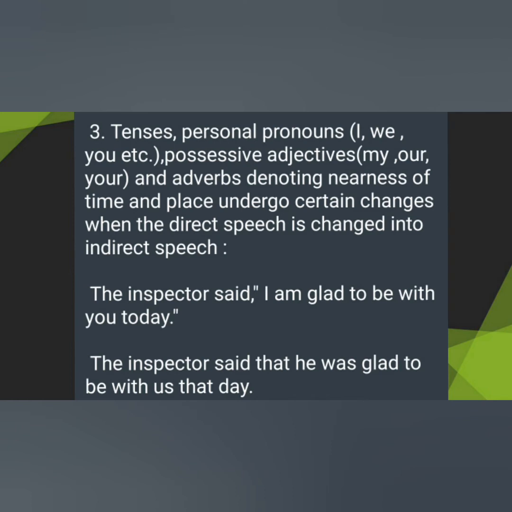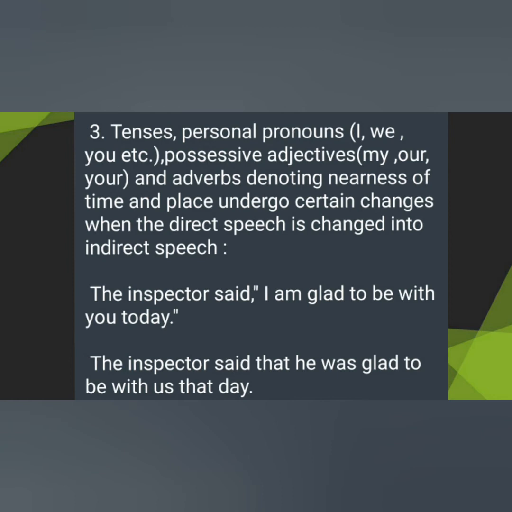Tenses, personal pronouns, that is I, we, you, etc., possessive adjectives my, our, your, and adverbs denoting nearness of time and place undergo certain changes when the direct speech is changed into indirect speech.